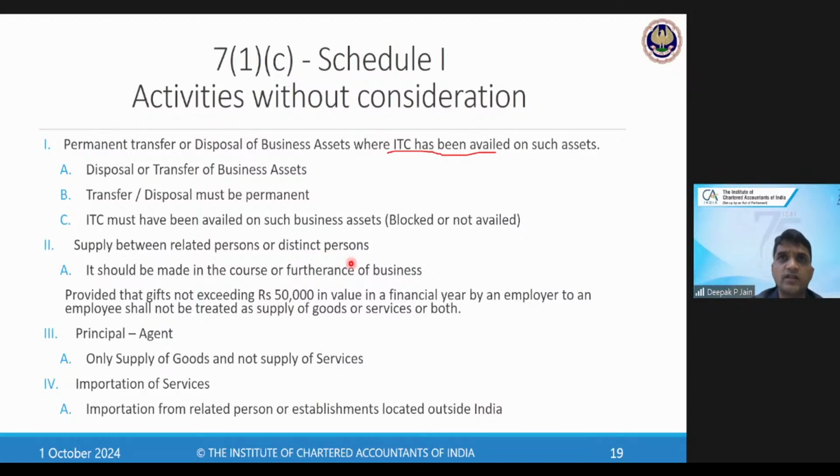So the question here is, if I supply something to a related person and I charge consideration which is less than the market value, and the other person can claim the credit, is it acceptable, or should I still go to Schedule 1?